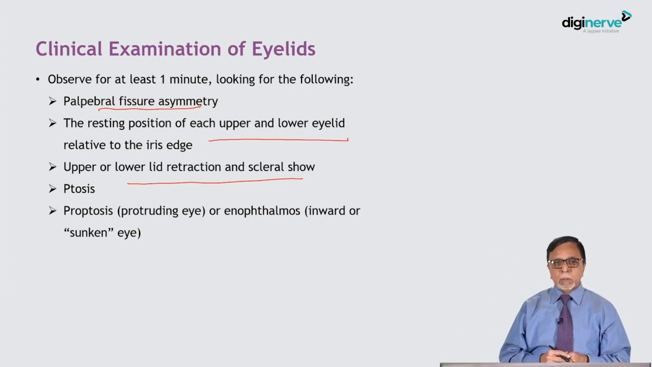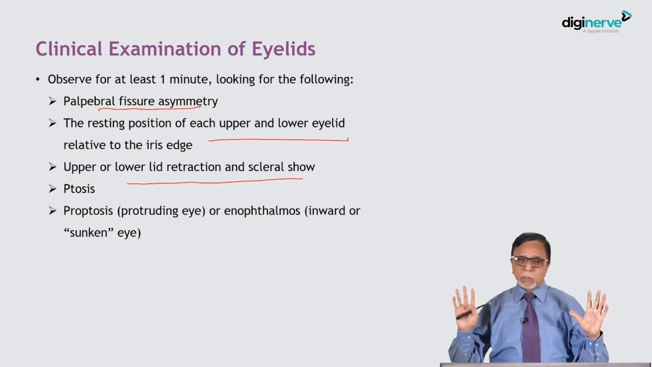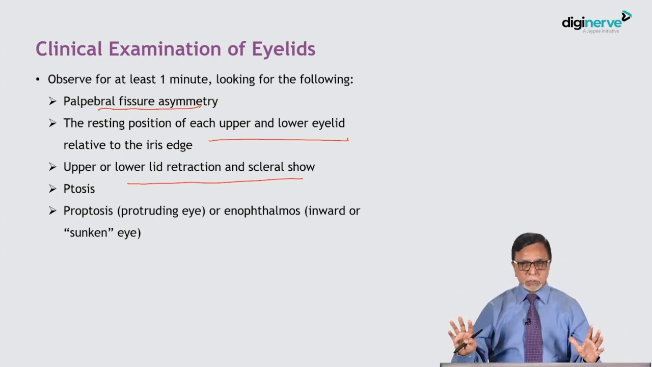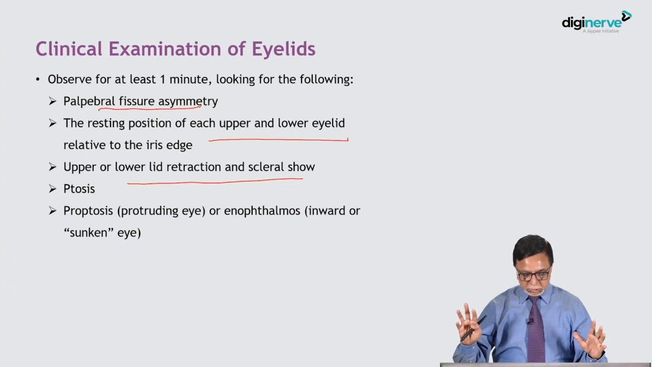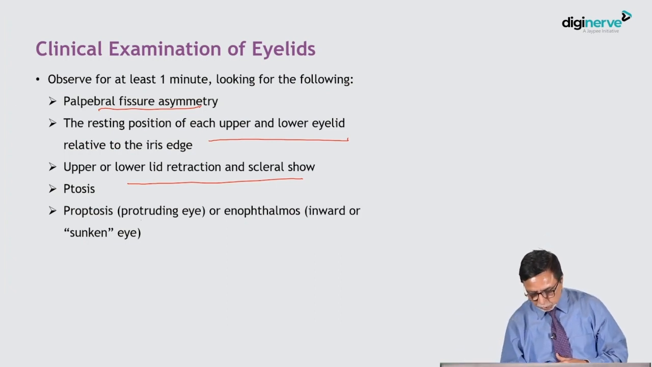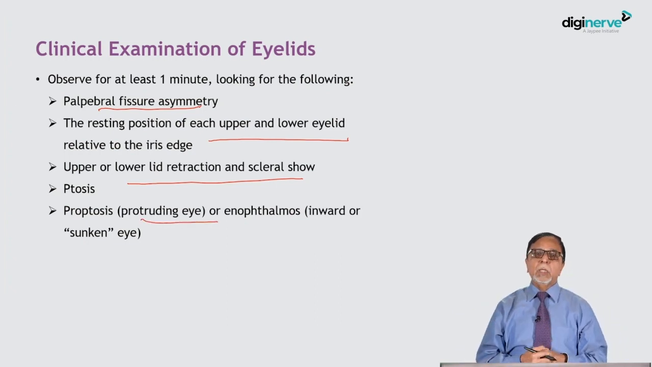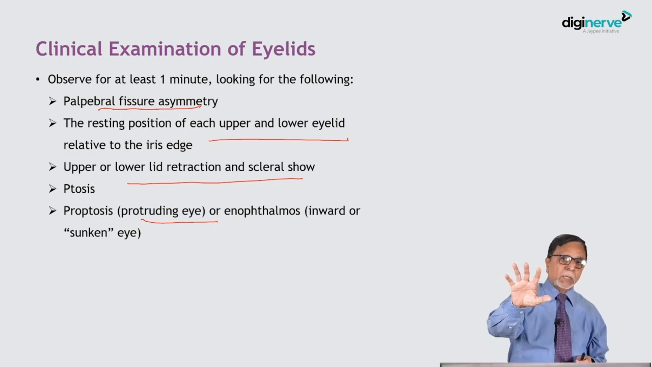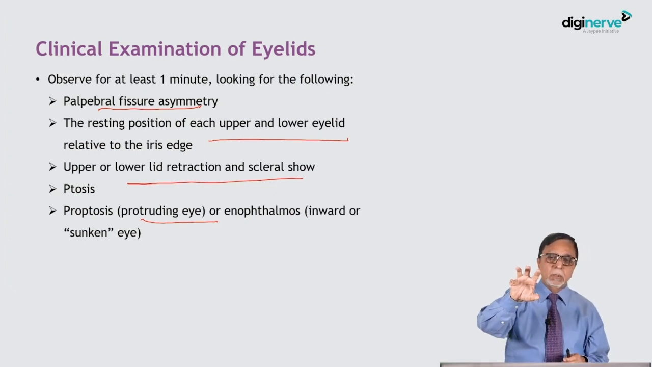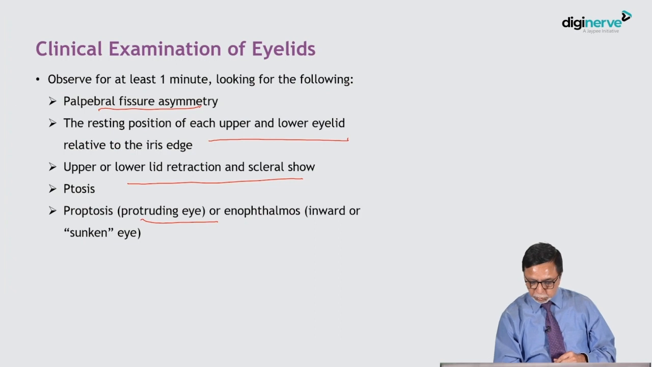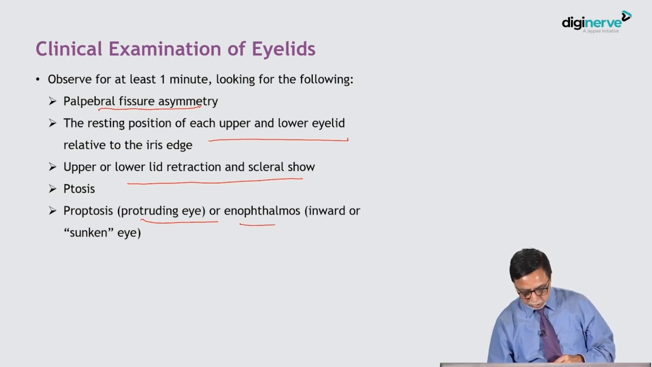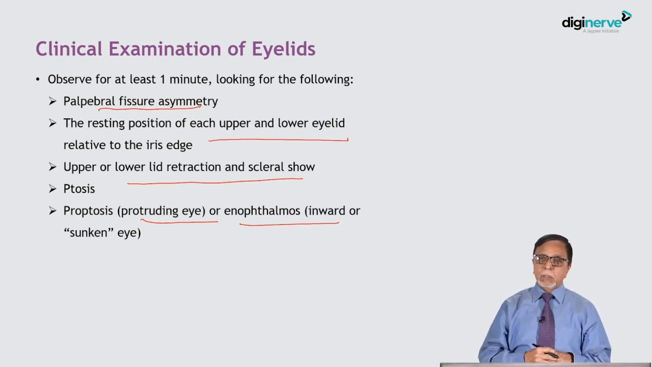Proptosis. I know MD students are very familiar with thyrotoxicosis or Graves' disease, in which the eye may be protruding, but it can also occur in cavernous sinus thrombosis. There is a push from the back, so the eye comes to the front. That is called proptosis. Anophthalmos: inward or sunken eye.